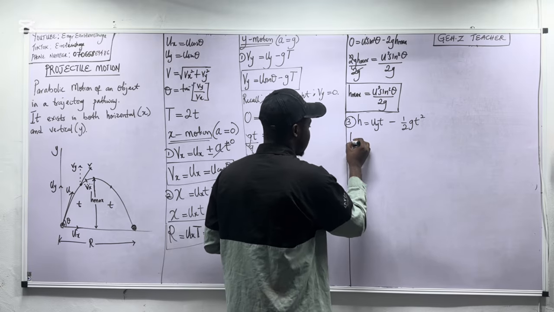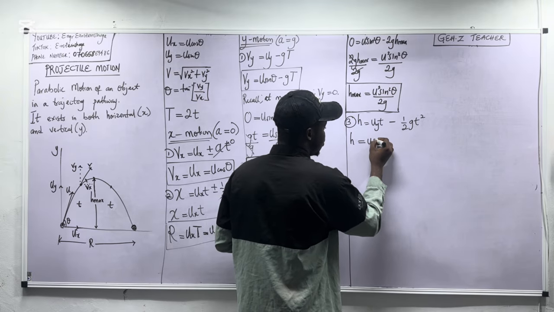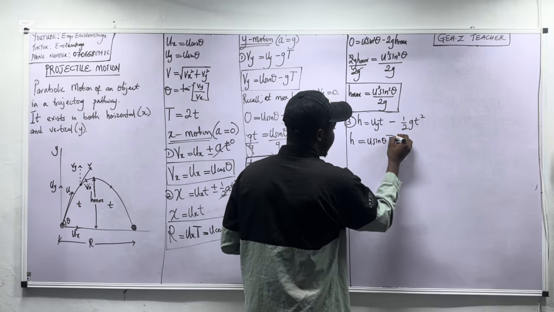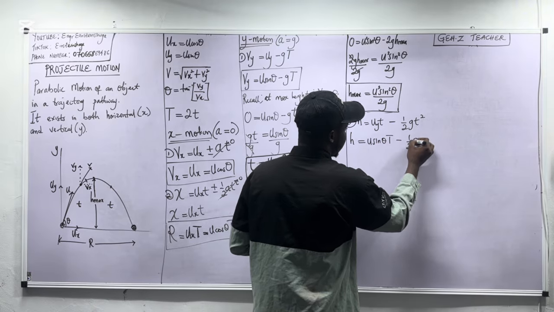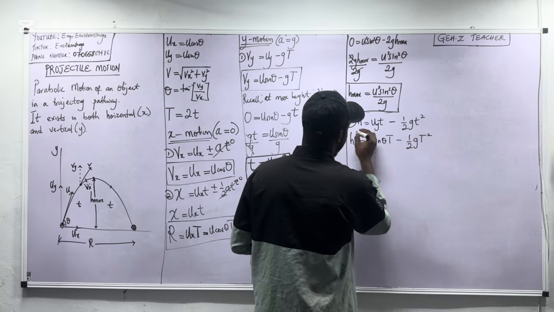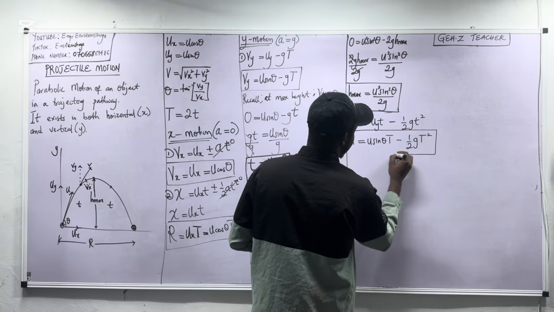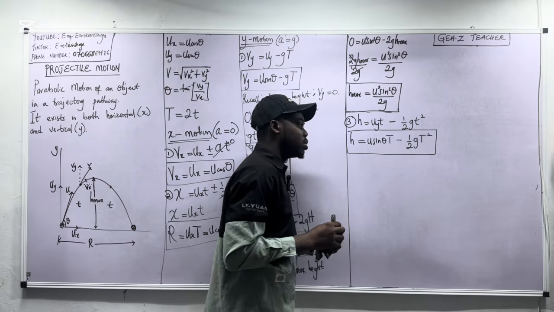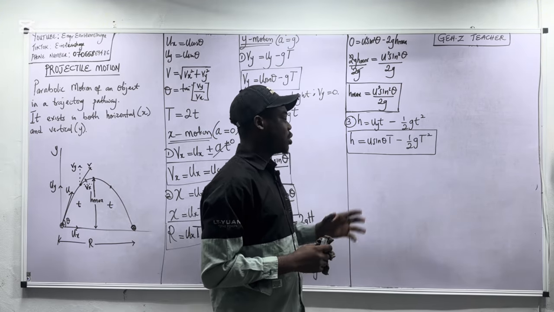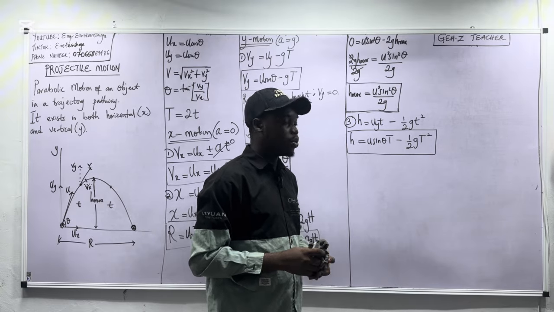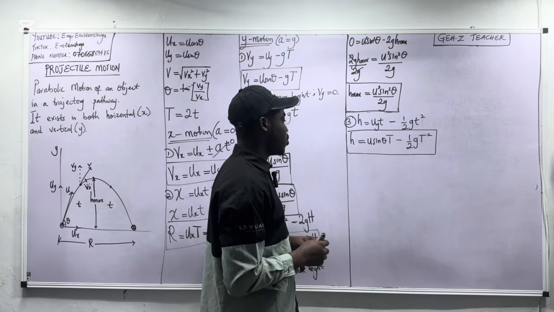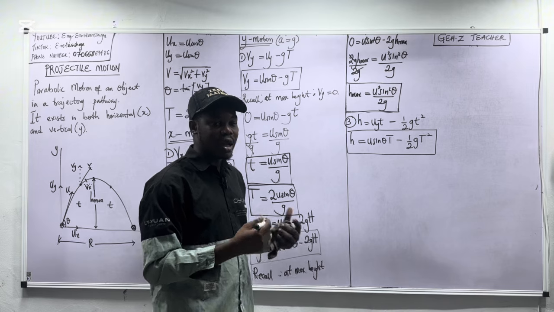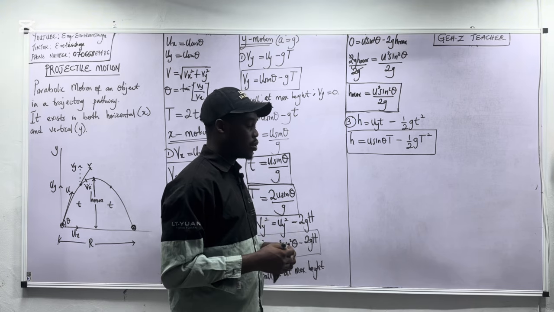So we can now say that this becomes u sine theta times capital T minus half g capital T squared, just to use the entire motion. We turn small t to capital T because we're dealing with the entire motion of the projectile. So this is the formula for height relating to time.